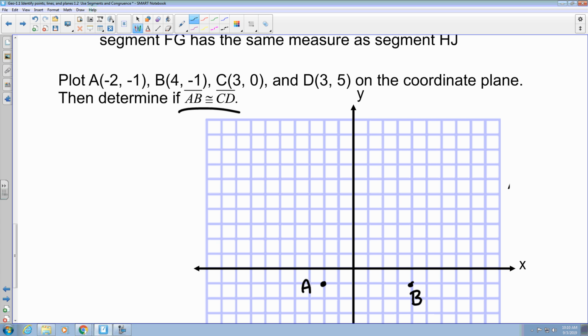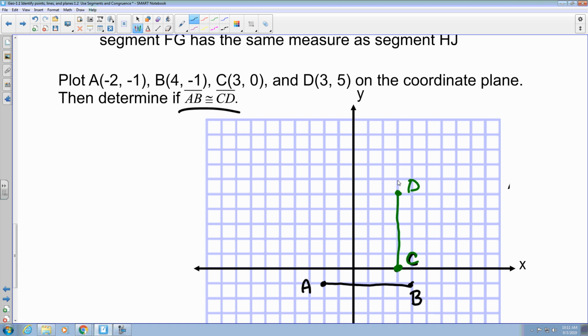C is at 3 comma 0. I'll make it a different color, which is right there. That's not different. Sorry about that. And D is at 3 comma 5. So 1, 2, 3, 4, 5. So I'll make it into a line segment, and this one also a line segment.